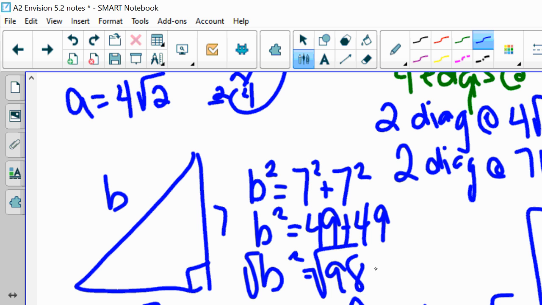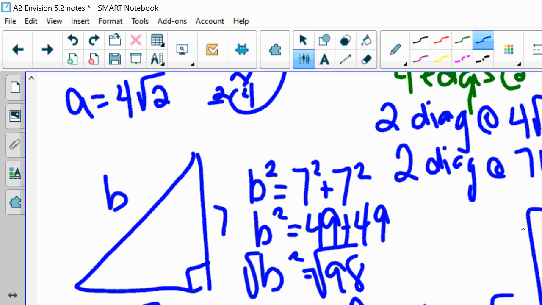So right now, the total wood that we need is 40 feet plus 8 square roots of 2 feet plus 14 square roots of 2 feet, right? I can combine these because they have the same radicand and index. So 8 plus 14 gets me 22 square roots of 2. So this is how much wood I need. 40 plus 22 square roots of 2 feet.